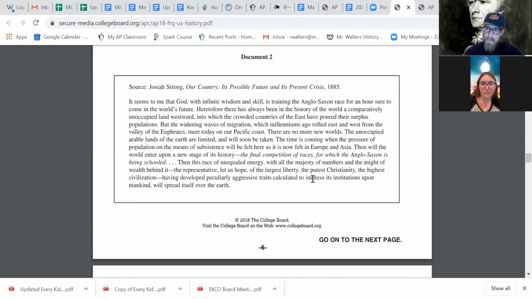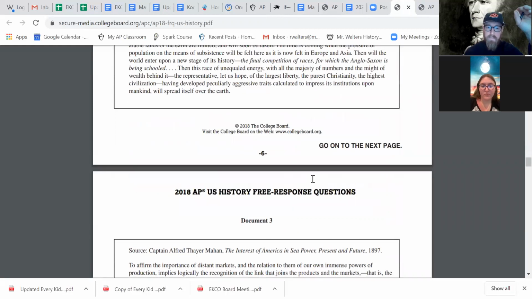Next one, again, something that we talked about a lot in that time period, is Josiah Strong's Our Country: Its Possible Future and Its Present Crisis. Remember, he's one of the guys that really pushes for the religious reasons for expanding, that you want to convert people. So that would be a big reason why you would do this.